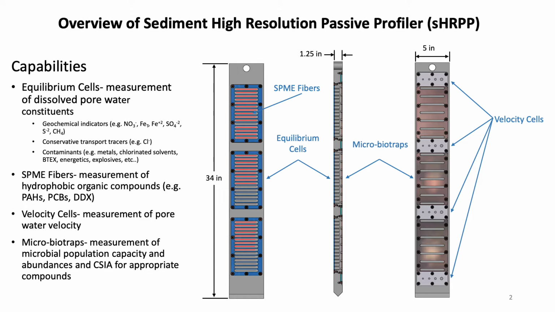So the sampler overall is about 34 inches. It has a slightly smaller zone of sampling. There are 3 sets of equilibrium cells, and every cell is capable of having a SPME fiber as well, depending on the resolution that the study requires. So this is on one side of the sampler. They're made of stainless steel or polycarbonate, depending on the design of the study and what species are of interest. On the back side of the sampler are the velocity cells, which measure velocity, and then 3 sets of microbiotraps.